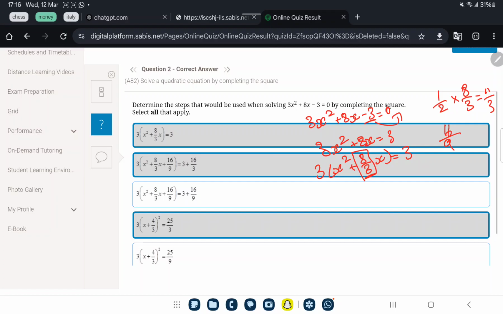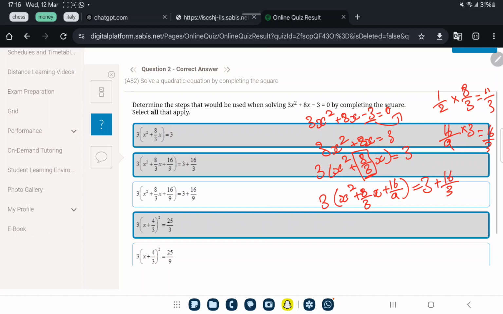So 3 times (x squared plus 8 over 3 x plus 16 over 9). And you should add it to the other side as well. Here we're multiplying by 3, so to keep the balance, we'll multiply this term by 3 as well. So times 3, you get 16 over 3. So 3 plus 16 over 3.